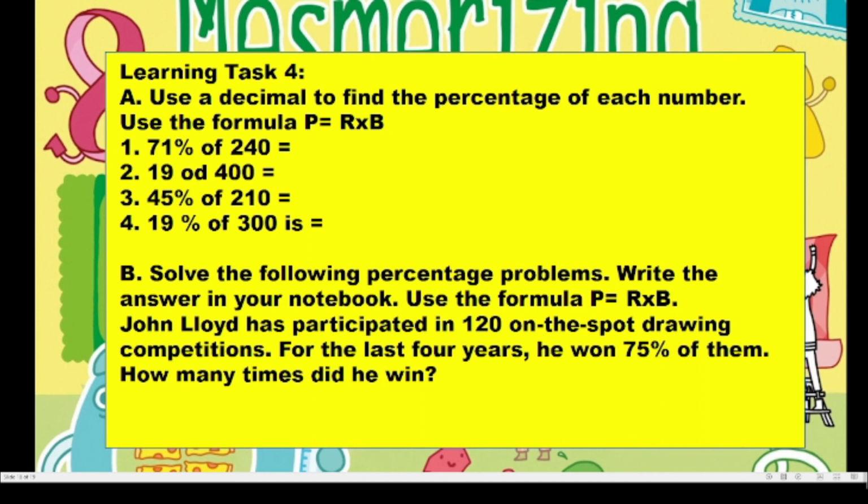Next, letter B. Solve the following percentage problem. Write the answer in your notebook. Use the formula percentage equals rate times base. Let us read the problem. John Lloyd has participated in 120 on-the-spot drawing competitions. For the last 4 years, he won 75% of them. How many times did he win?